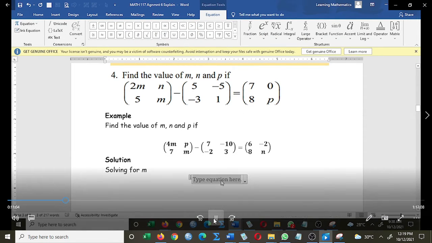4m minus 7 equals 6. Everybody see that, right? Any questions? 4m minus 7 equals 6. Okay?